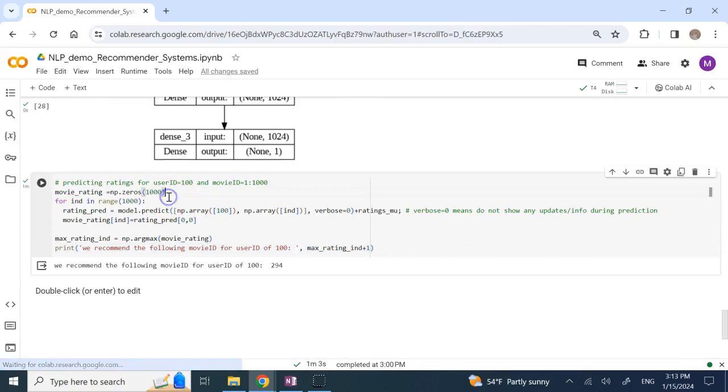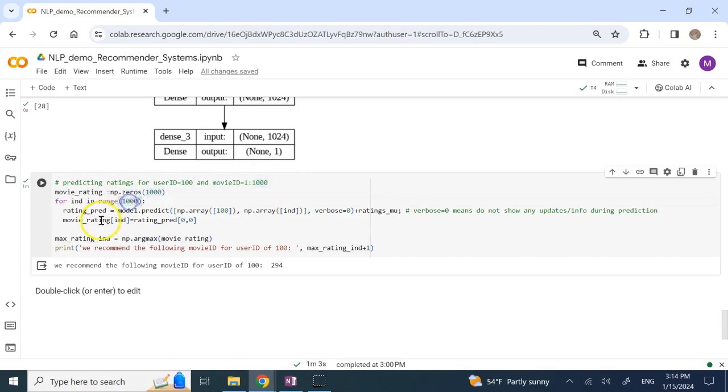And finally, here we do some predictions for one specific user, user with ID 100, and we only go for the first 1,000 movies. Between these first 1,000 movies, if I have to suggest one movie for this user to watch, which one do I suggest to this person? So here I create this vector of movie ratings, which are the ratings predicted by the network for the first 1,000 movies. And I start them at 0.